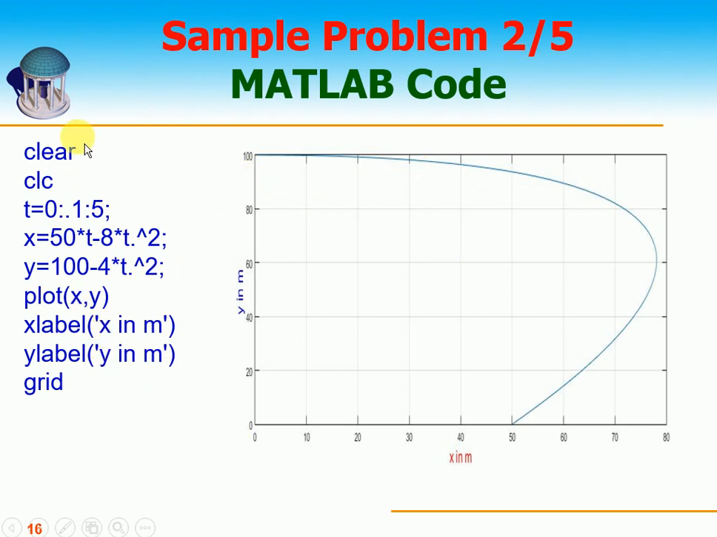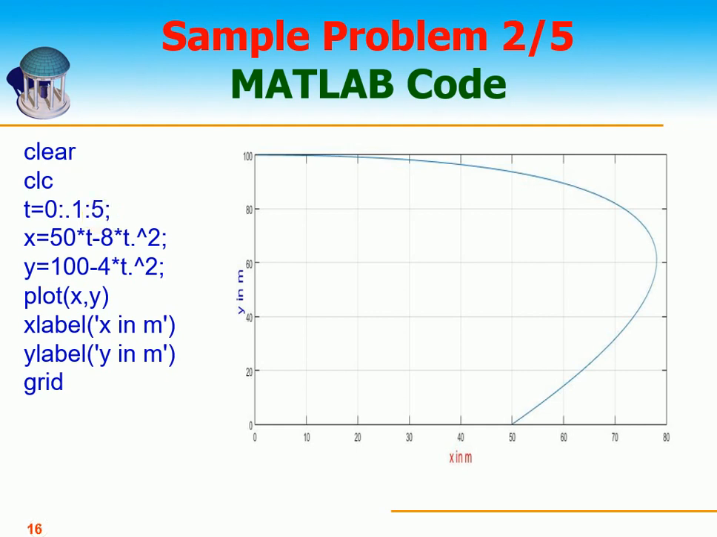So very simple. I write this very small code, which I have written already in the previous lectures. I clear all the variables from the RAM, and clc clears the screen. I define the value of t from 0 with an increment of 0.1 and a final value of 5. Initial value, final value is 5, and this is the increment. You can increase the increment or decrease it from 0.1. Of course, you see the graph is very smooth.